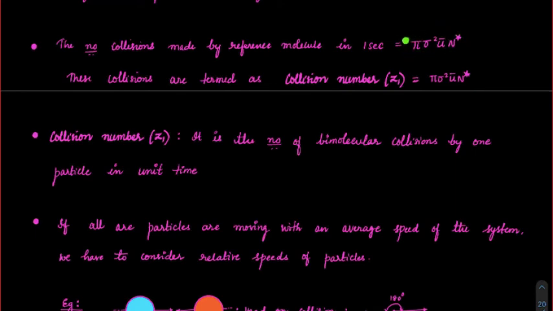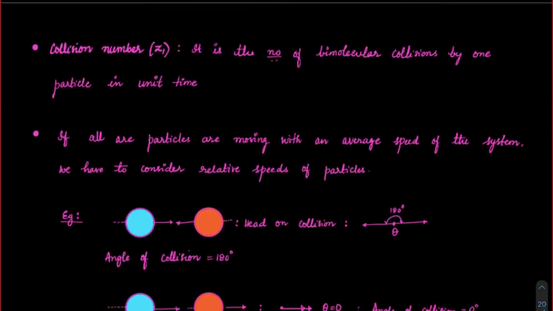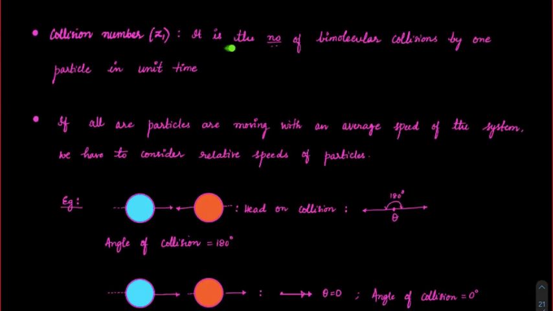So pi sigma square into u bar into n star. N star is the number of particles per unit volume. These collisions are termed as collision number. What we just derived is called the collision number. What exactly is the definition for it? It is the number of bimolecular collisions by one particle in unit time. Read that again. It is the number of bimolecular collisions by one particle in unit time.